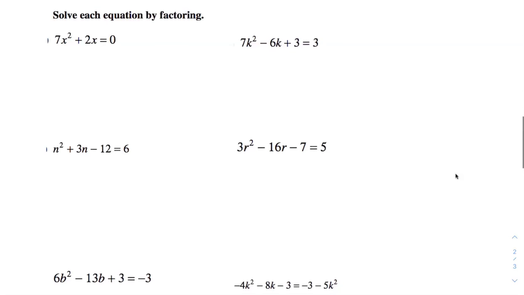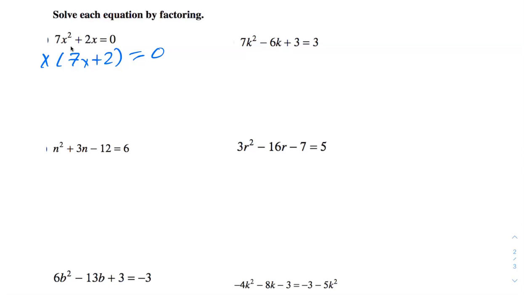Page 2, more of the same. Let's do some more examples. So first one, 7x squared plus 2x. So again, factor what they have in common. These have an x in common. So remember, step 1 is always look at what they have in common. What's left over? 7x plus 2 equals 0.